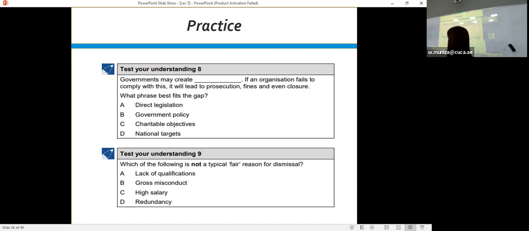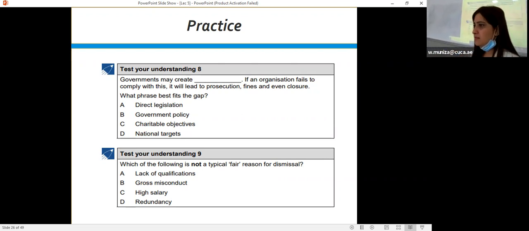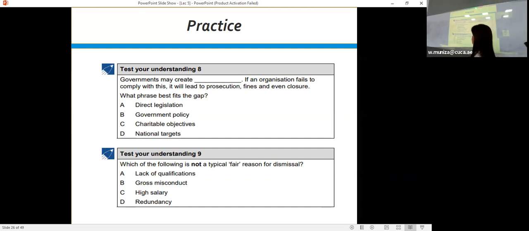If the organizations are not going to follow the government policies, then what is going to happen? What is the significance of government policy and direct legislation? Direct legislation has to be followed as a priority. Government policies are general. If a government policy is not being followed, there can be prosecution. There can be fines, but this will not have a severe effect on the business. It cannot be closed. But if direct legislation is not being followed, the business can be closed also. Getting my point? So direct legislation has more significance as compared to government policy.